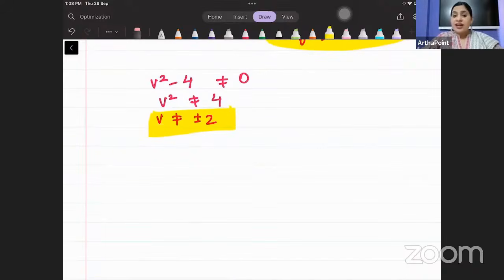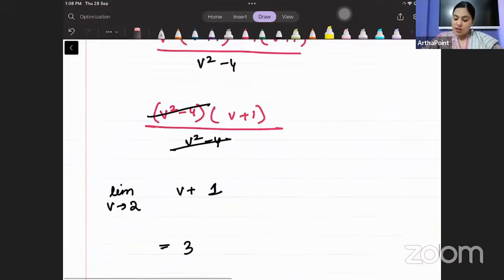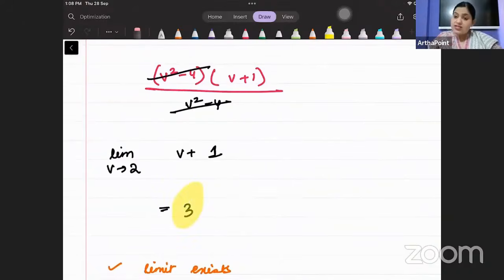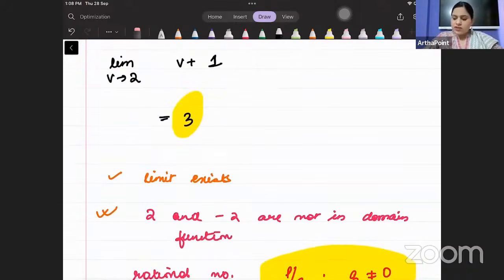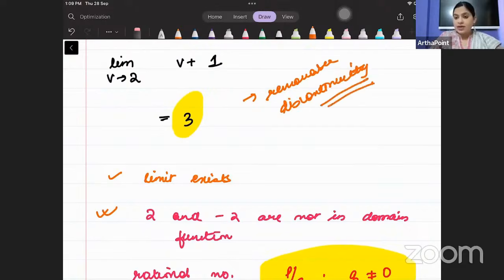But at the same time, you have to understand that, beta, finally I was able to get an answer in a limit. This is not given in the book, but it is called a removable discontinuity. We were able to remove the discontinuity, the 0 by 0 form. So it becomes a removable discontinuity.